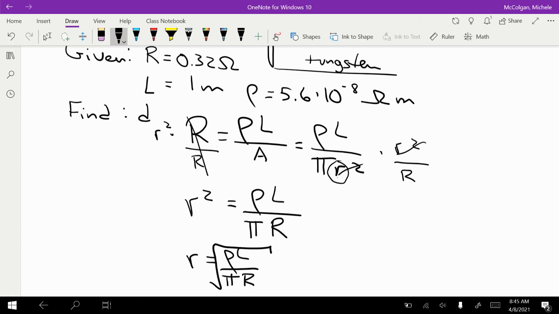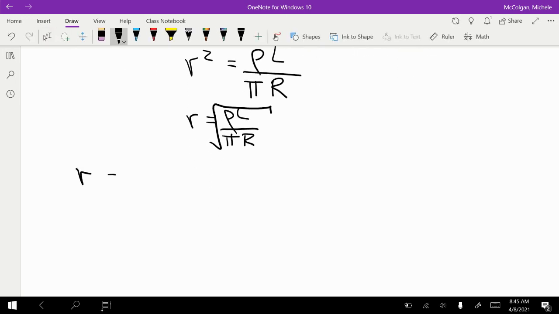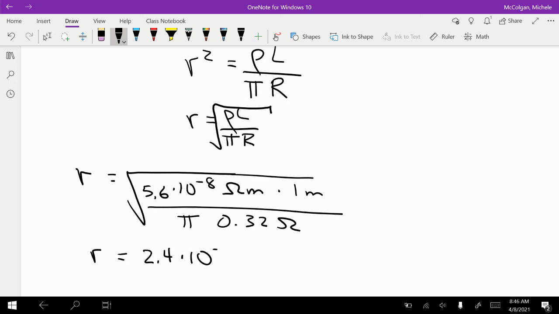So if I plug in my numbers, I have r is equal to the square root of rho, which is 5.6 times 10 to the minus 8 ohm meters, my L is 1 meter, and I have pi, and my resistance is 0.32 ohms. Then when I plug that into my calculator, I get 2.4 times 10 to the minus 4. Let's just check our units.